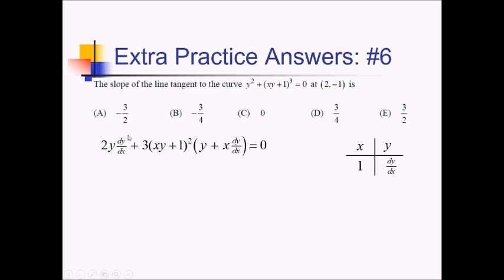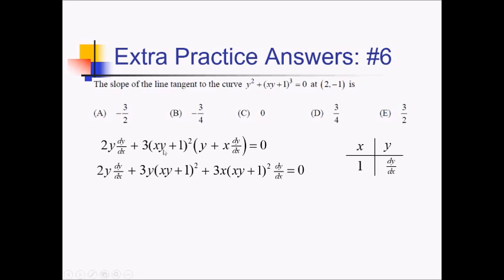All right, to isolate dy over dx, this is going to be a little bit painful. The only way to really quickly do this is to distribute this 3 times (xy plus 1) squared to both terms here, and then we can get at this dy over dx inside here. So this is going to be, let's see, 2y dy over dx, that was already there, and then we've got 3y (xy plus 1) squared plus 3x (xy plus 1) squared times dy over dx, so all that equals 0.